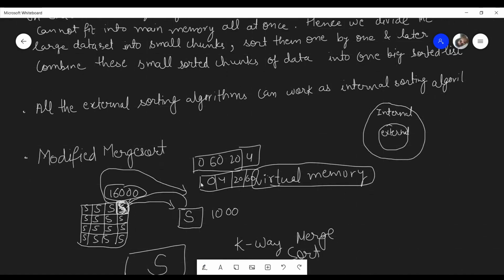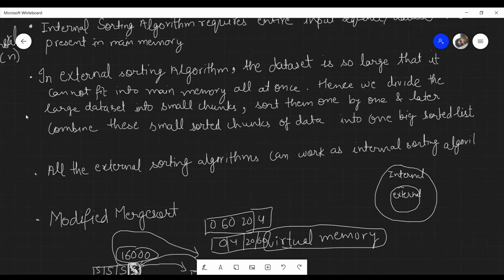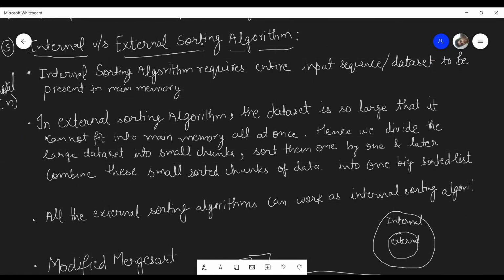Okay, so in this particular algorithm, you must have seen that we are not actually referring to different chunks, and we are not doing many swap-ins and swap-outs. So the performance of an external sorting algorithm, if our data set is larger than main memory, would be comparatively higher than the regular sorting algorithms. Internal sorting algorithms require the entire input sequence or data set to be present in main memory. This is the definition that we have read.